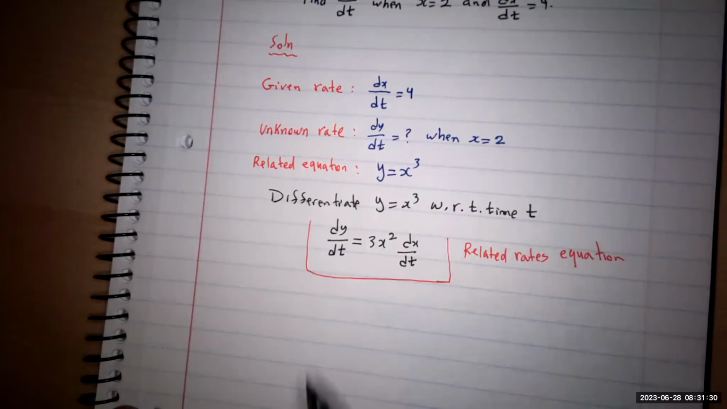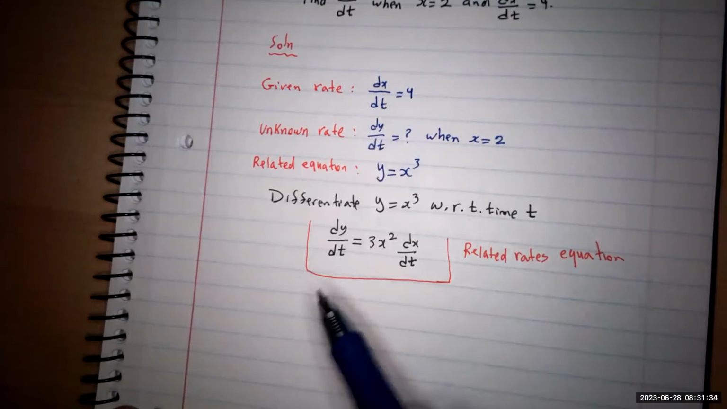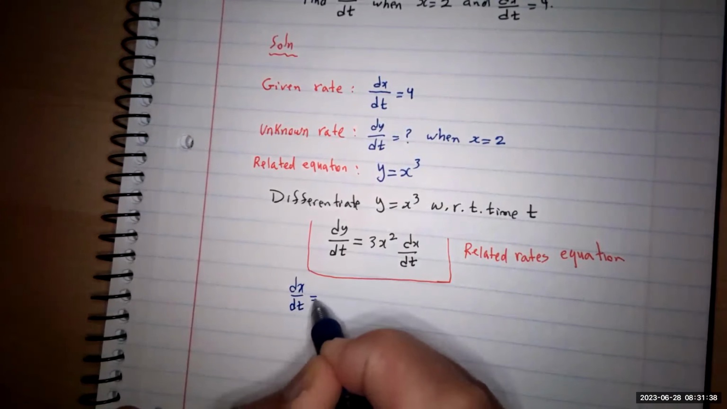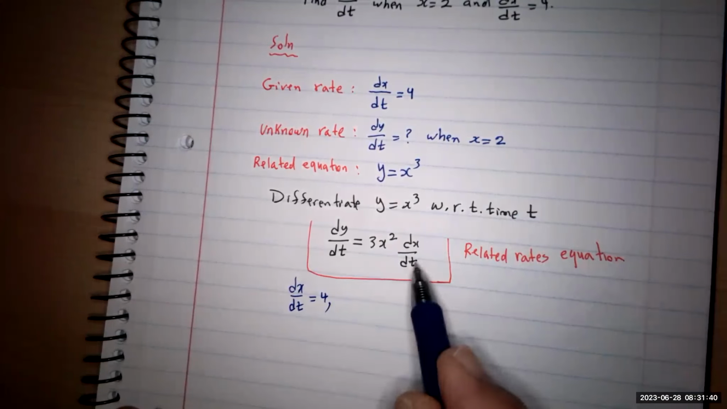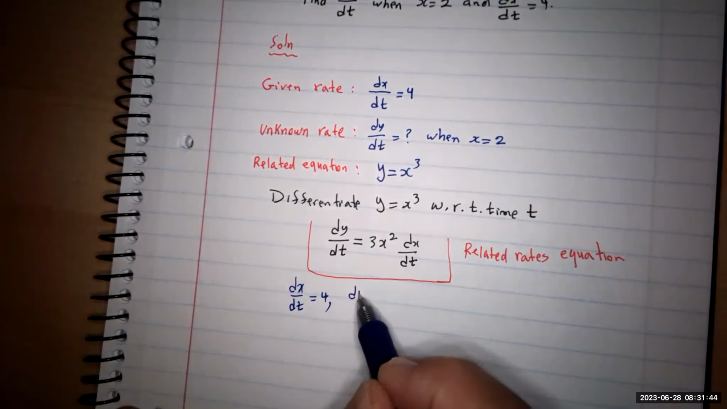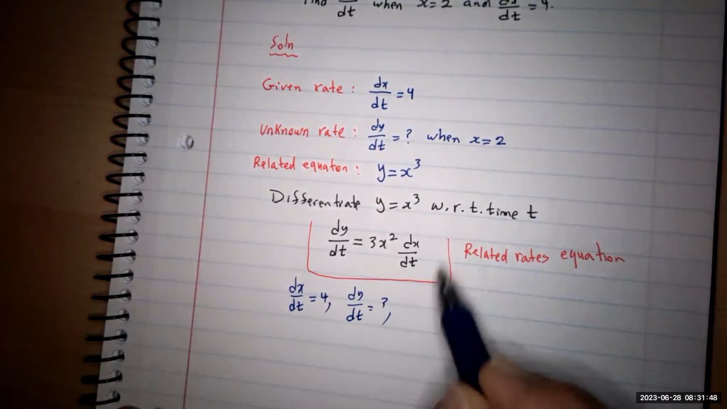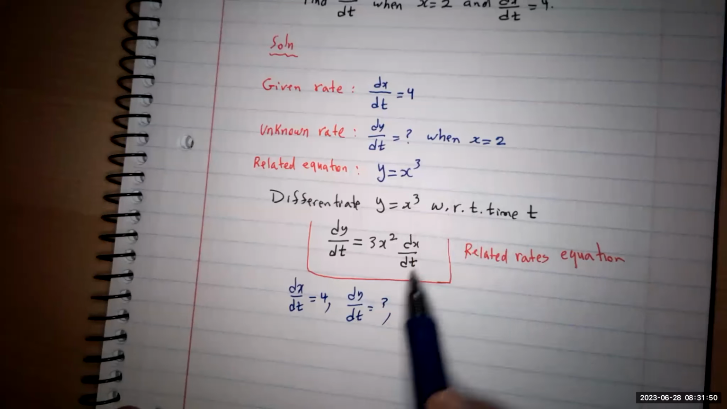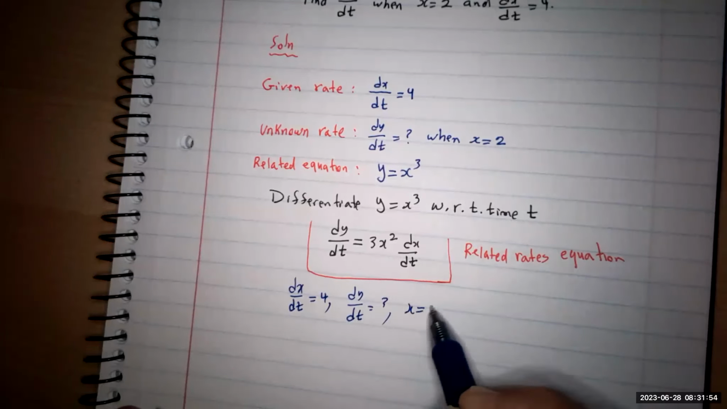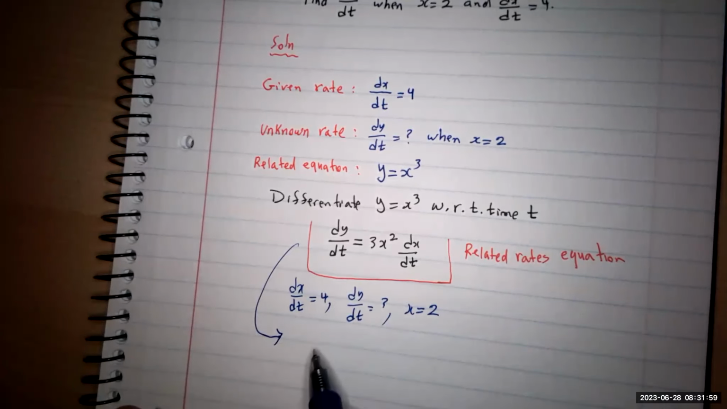So what do you have? Okay, the information that we have, I just remind you, you have dx/dt, which is equal to 4. And you want to find dy/dt. It's missing, but to find it, we need x. You find it at x equal to 2. Okay, substitute.